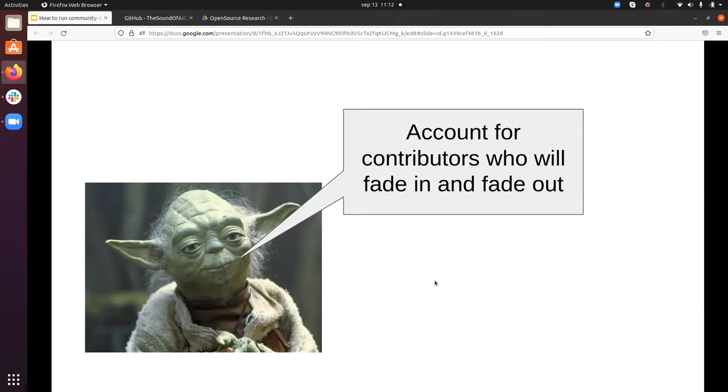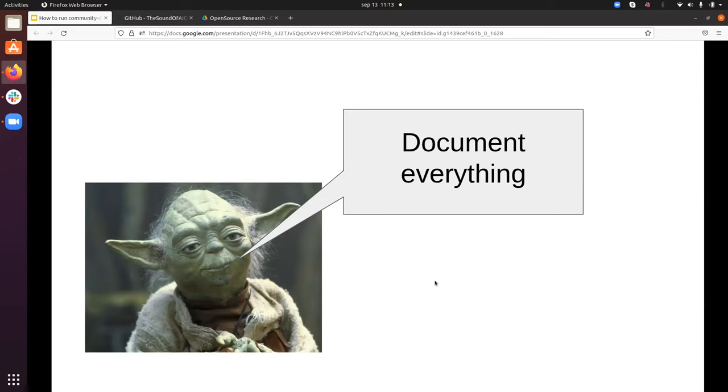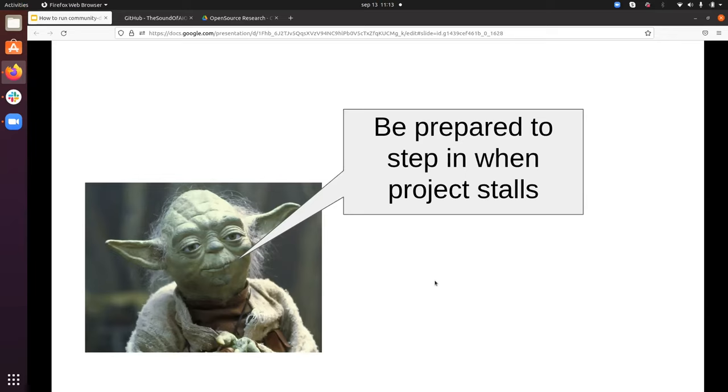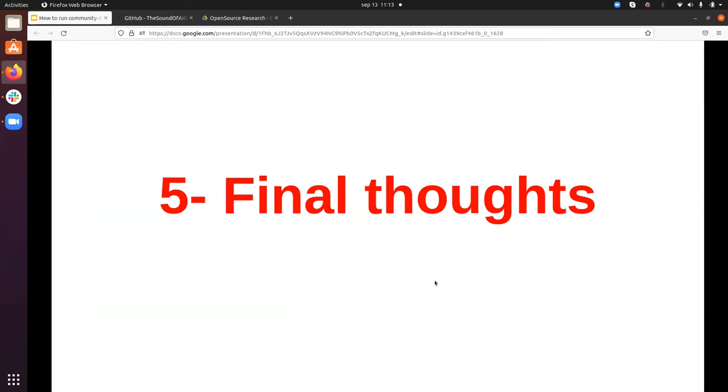Overall, it's difficult to track, but possibly more than 200 people at some point worked on the project. But you have to have a framework there to account for changes and people who will come in and get out. And one of those things is to document everything so that newcomers can just read what has happened. And finally, be prepared to step in when the project stalls. There may be certain lows in the project, and so you have to step in and move the project ahead.